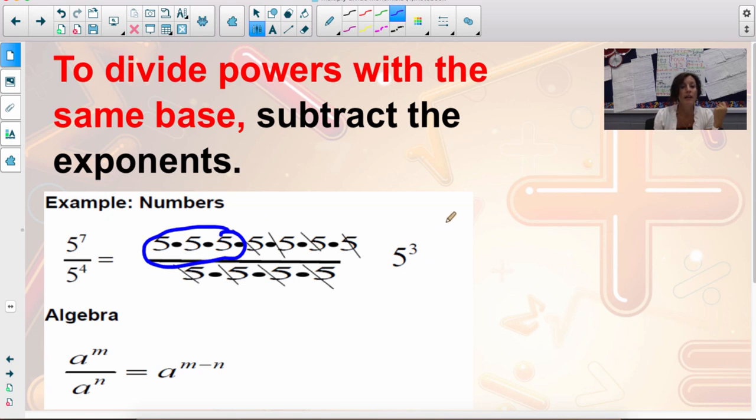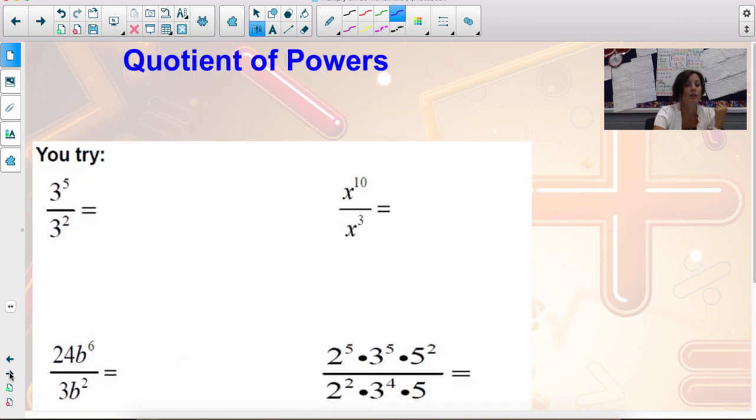So when we are dividing powers with the same base, we're now subtracting in the exponent section. And they show you how it works. a to the m power over a to the n power is a to the m minus n power. So let's see how it works.